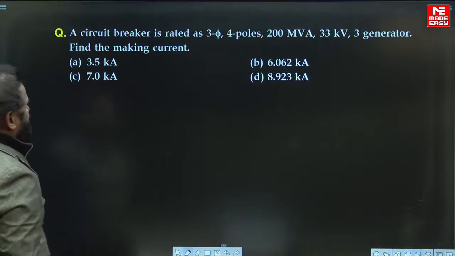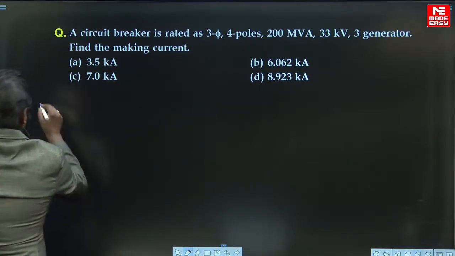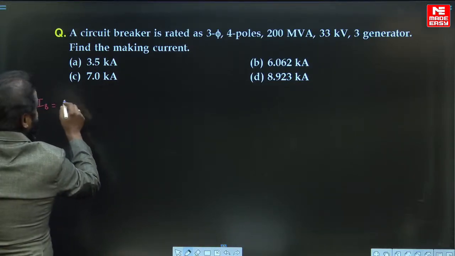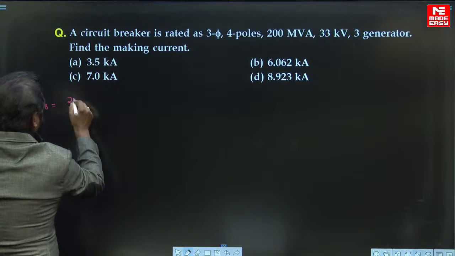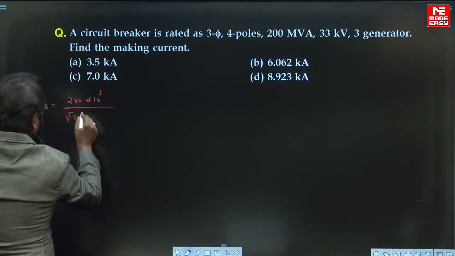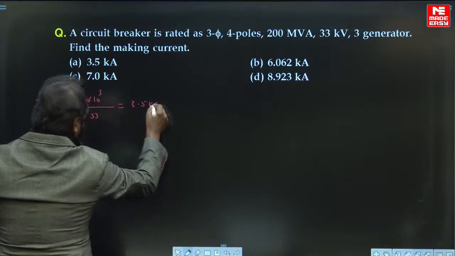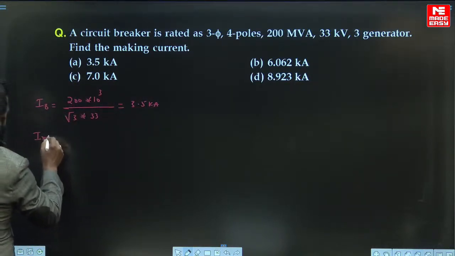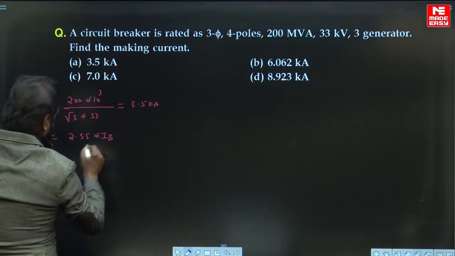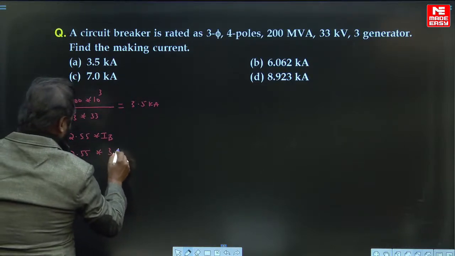Okay, so a circuit breaker is rated as a 4 poles 200 MVA generator. Find the making current. So first of all, breaking current is equal to the capacity, 200 into 10 cube divided by root 3 into 33. So this is equal to 3.5 kiloamperes. We know that making current is equal to 2.55 times the breaking current. So that is equal to 2.55 into 3.5.